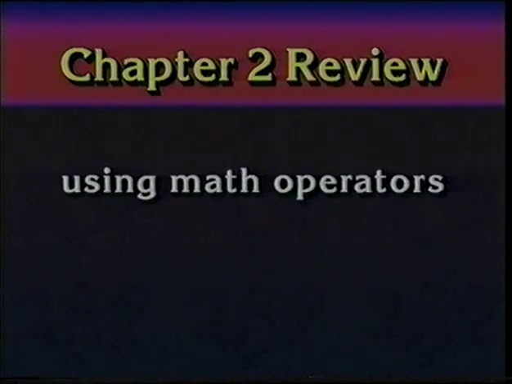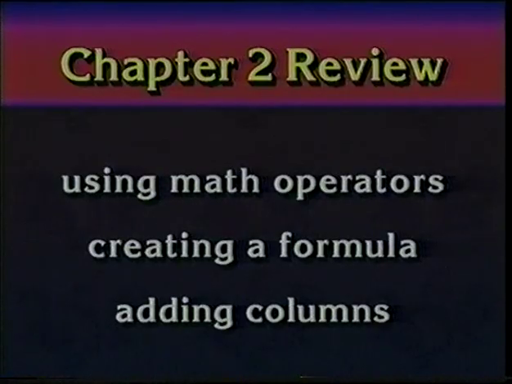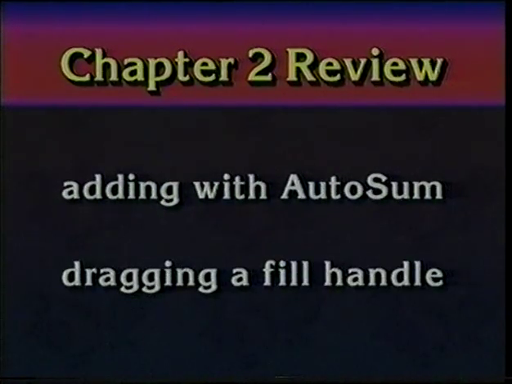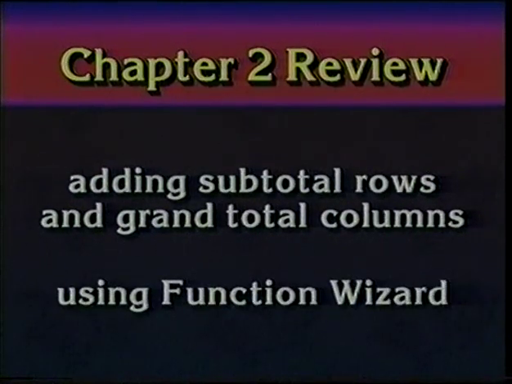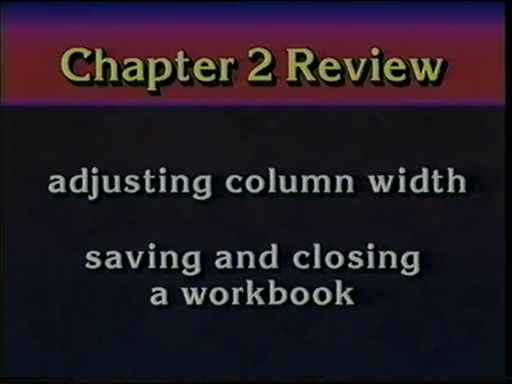Let's review what we've covered in this chapter. We listed the math operators recognized by Excel. Then we created a formula and added a column of figures. We used the AutoSum button to add the second column, and we dragged the active cell's fill handle to total the third column. We used AutoSum to add subtotal rows and grand total columns, and used the Function Wizard to find the sales average. Finally, we demonstrated two methods of adjusting a column width. Saved the changes in the VHS workbook, then closed it.